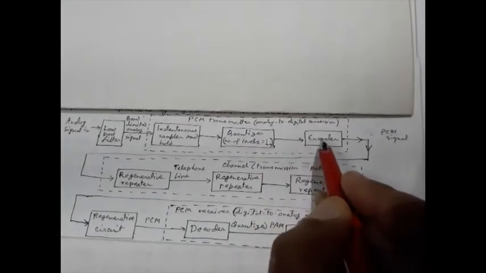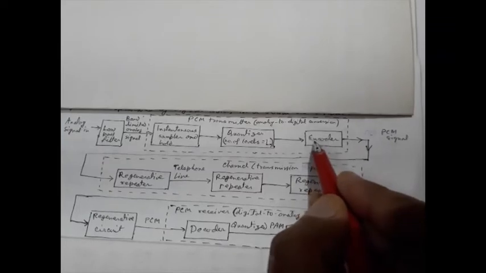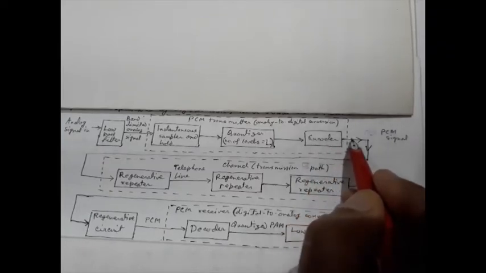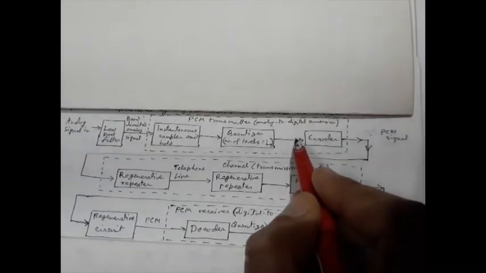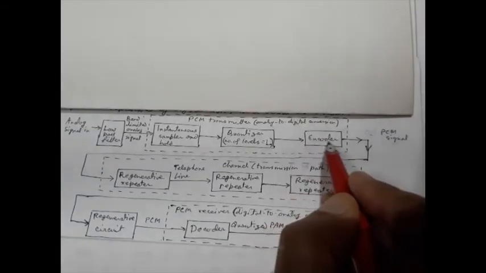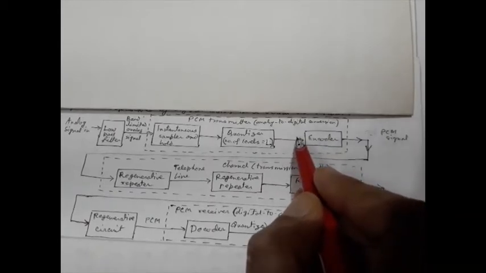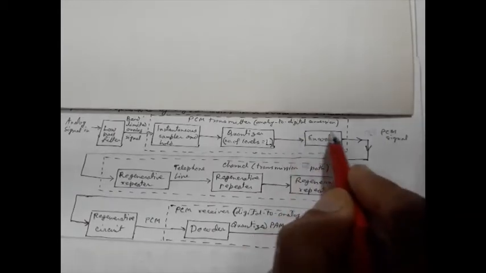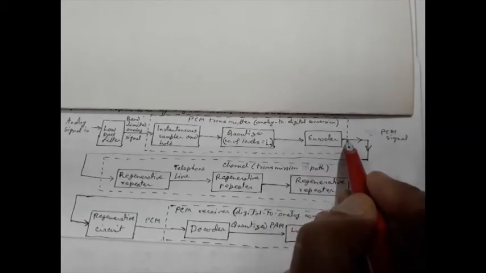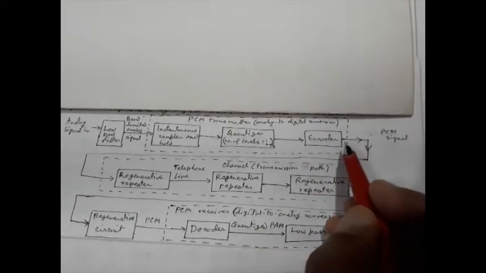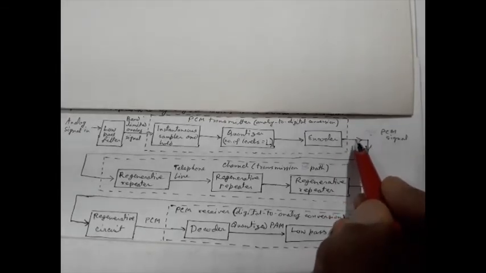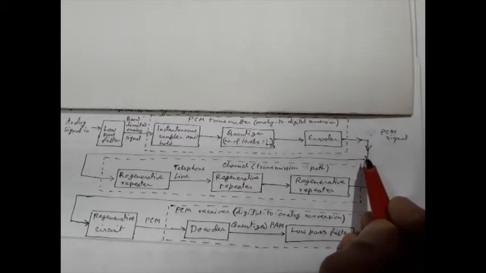Now this L-ary digital signal is passed through an encoder that will convert it into digital binary signal. So output of the encoder is binary and input is L-ary. So encoder is basically converting this L-ary digital signal into equivalent binary digital signal. Then this is the PCM signal, and it is passed through the channel, may be telephone channel or whatever may be.